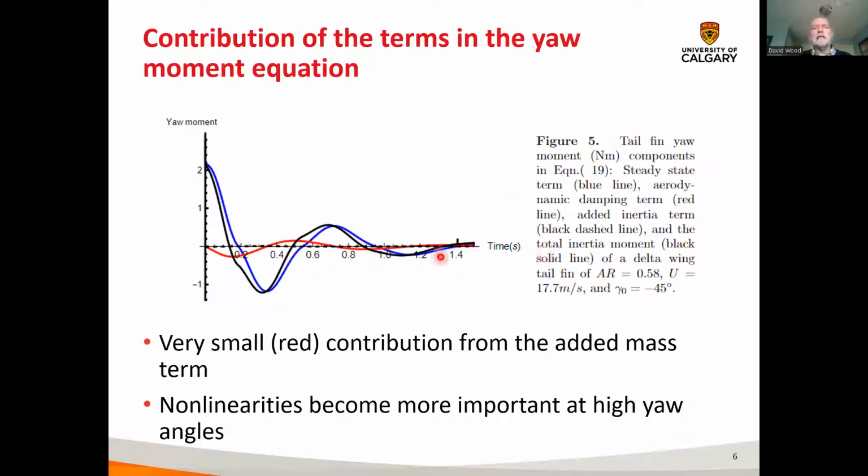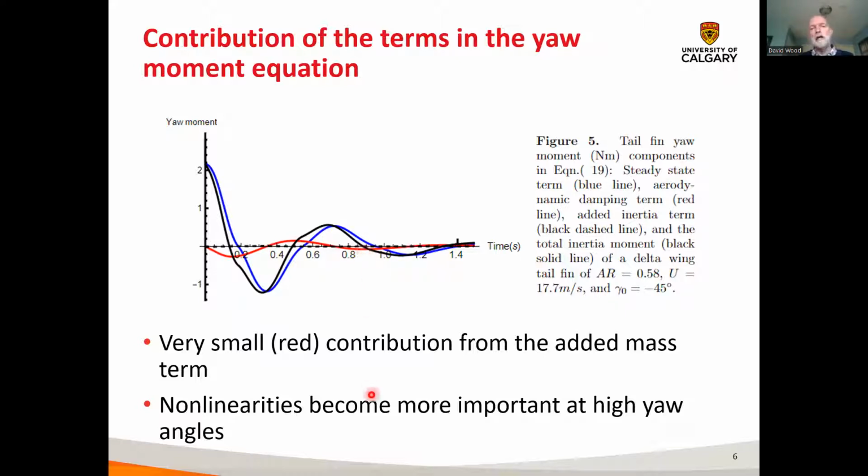If we look at the individual terms in the equations, this becomes important because eventually we want to have the simplest possible model that is general enough for all situations. But in order to achieve that, we have to find out which terms are important. And the main takeaway from this result here is that the red term, which is the added mass term, is quite small and can be neglected, which is entirely reasonable for a tail fin in air.